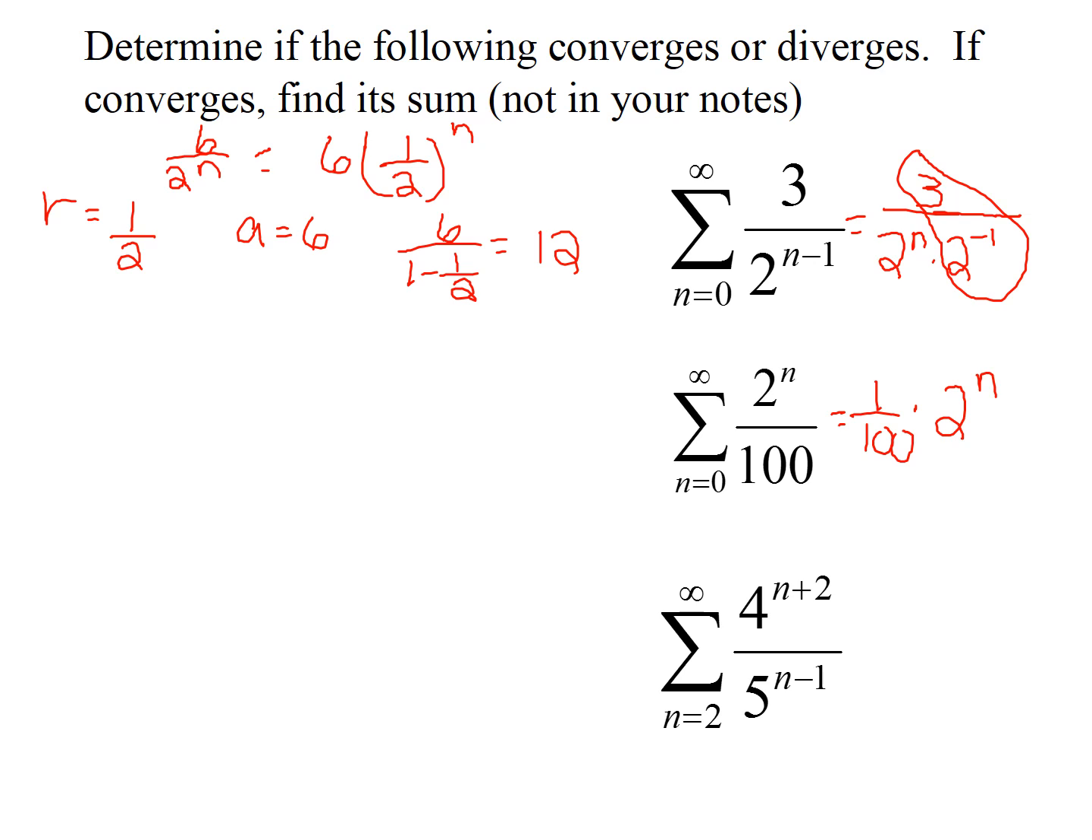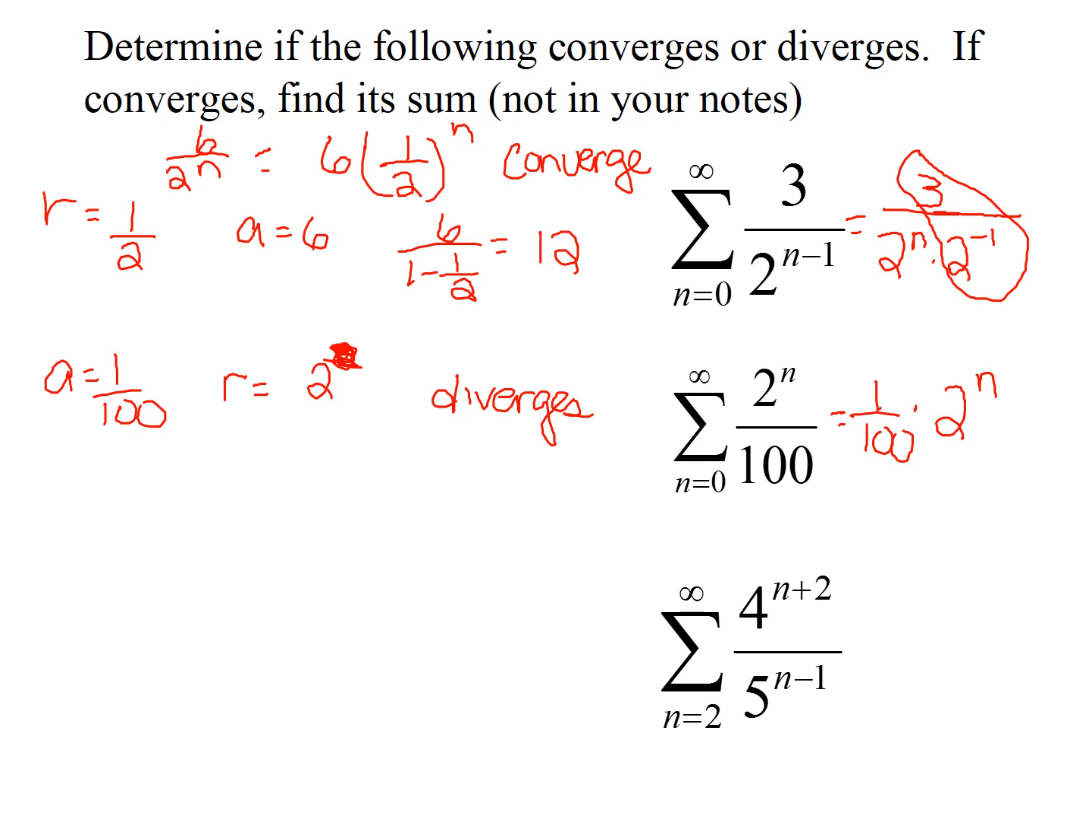So in this case, A is 1 over 100. If I plug in 0 for n, I get 1, so I get 1 over 100. R is equal to 2, which is greater than 1, so it diverges. Sorry, I should say r is equal to 2, not 2 to the nth. This one, what I didn't say here, would converge because r was less than 1. This would diverge because r is greater than 1.